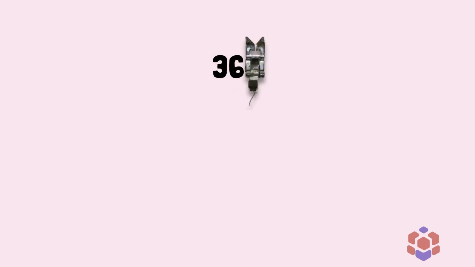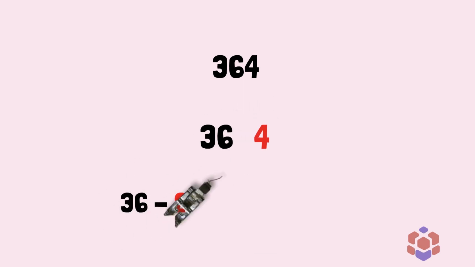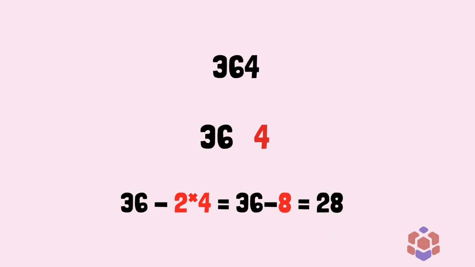Let's take another example, the number 364. We first separate the unit digit as 36 and 4. Then multiply 4 by 2 and subtract it from 36 to get 28, which is divisible by 7. Therefore the number we started with, 364, is also divisible by 7.